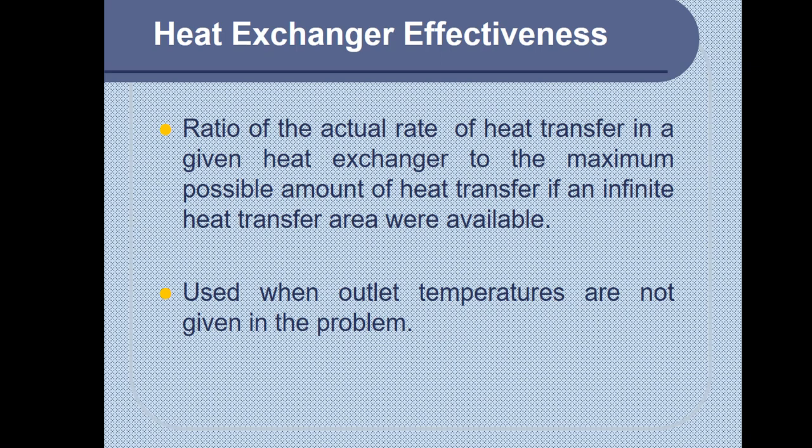What is this heat exchanger effectiveness? This is the ratio of the actual amount of heat transfer in a given heat exchanger to the maximum possible amount of heat transfer if an infinite heat transfer area were available. Or shall we say, if there's just enough or more than enough heat transfer area available, what is the maximum amount of heat that could be transferred. That should be our denominator, and the actual would be our numerator.